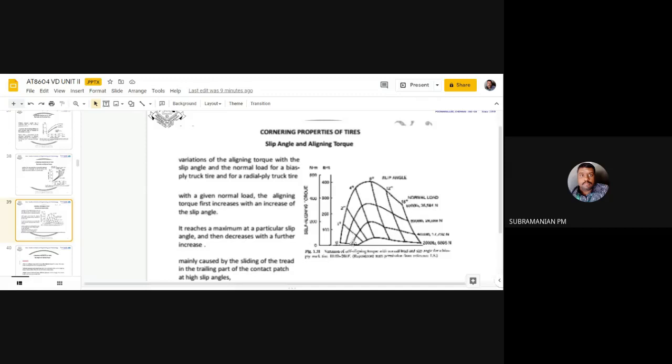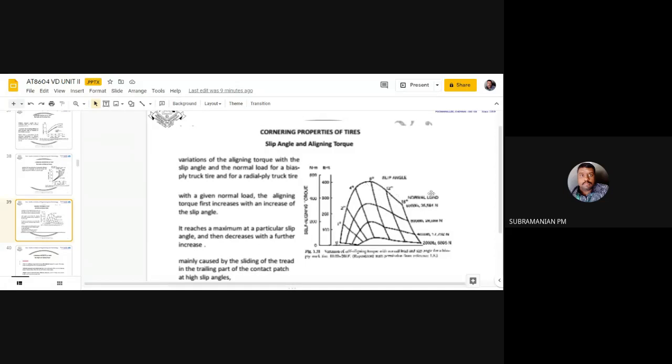So you can see how much the normal load is increased. Take one curve with a given normal load: the aligning torque increases with increase of slip angle, that is 1, 2, 4. It reaches a maximum, and after that it decreases.